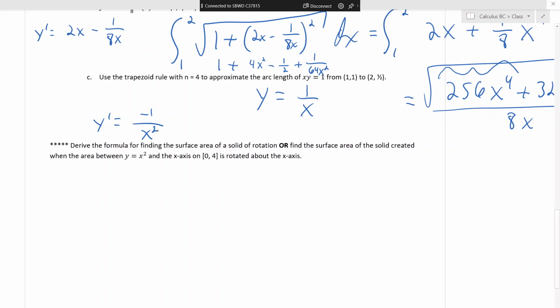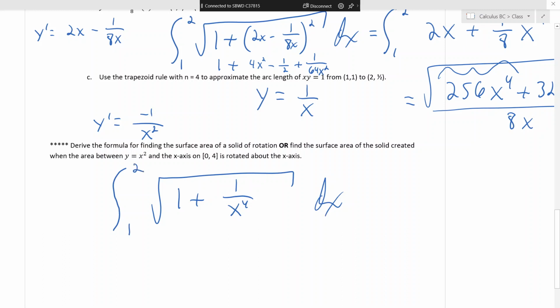Is negative 1 over x squared. Yes? If we square that and add 1 to it and integrate it, the integral we want to handle is the integral of the square root of 1 plus 1 over x to the 4th dx, from 1 to 2. Yes. This has nothing to do with the trapezoid rule yet. That's the integral that tells me the length of that curve. Cool? We can put that into a calculator and it will just tell us the answer. That'd be super nice. Or I could ask you to do the trapezoid rule with 4 subintervals. Which is what I did.